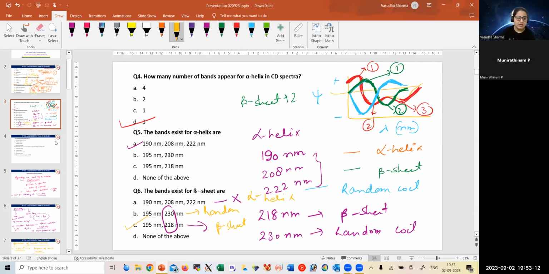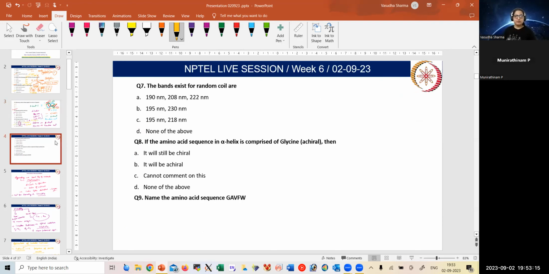Okay. Now moving towards the seventh question. It's the same question. The three questions are coming from the bands only. So the bands existing for the random coil are... we already know that this is for the alpha helix. Looking at the values, the 230 will give you a random coil. So option B is the correct option, right? B is correct. Okay, ma'am.